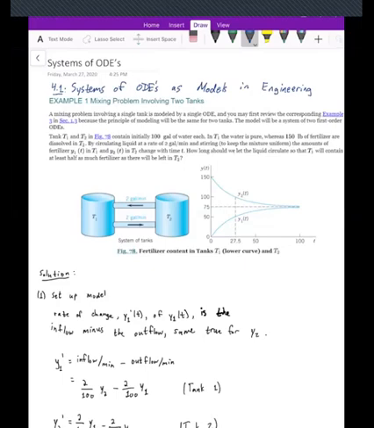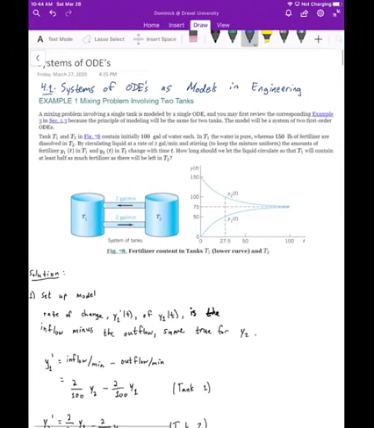Okay, guys, welcome. Today we're going to talk about systems of ODEs as they appear in models for engineering. So what we're going to do is go through two examples that show the importance of using a system of ODEs in some models in engineering. And then we'll talk about an important skill that will be needed moving forward regarding systems of ODEs.